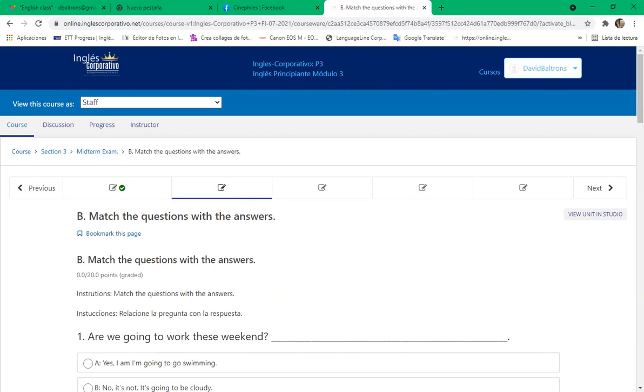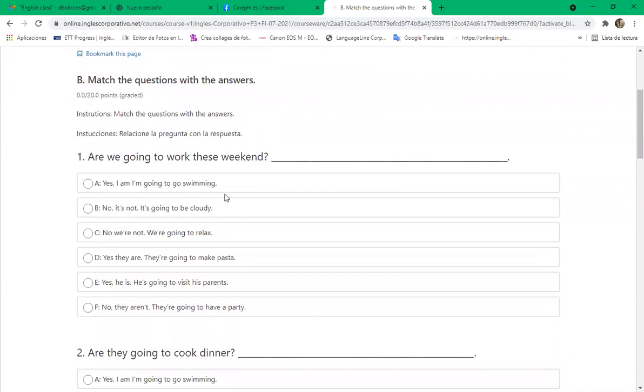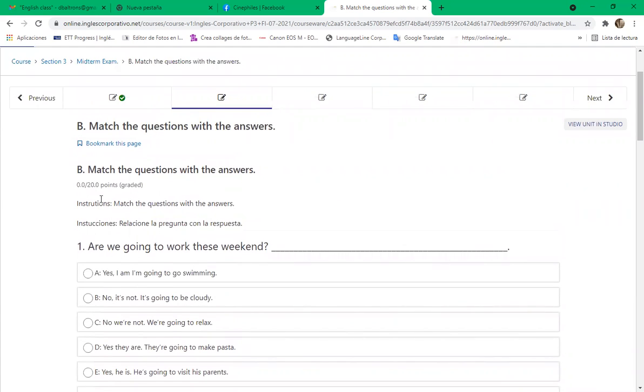You understand my expression? Tengo una ideal, maybe. So here it says match. Es como similar, dijo alguien que está muy bien. It says match questions with answers. Instructions, match questions with answers.